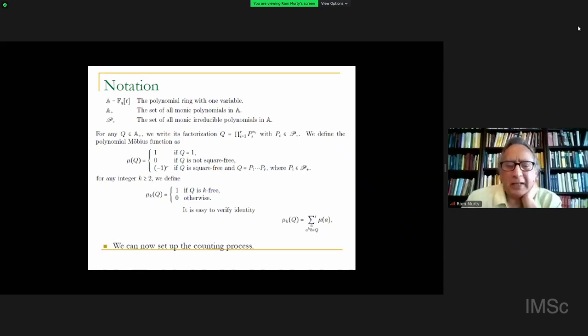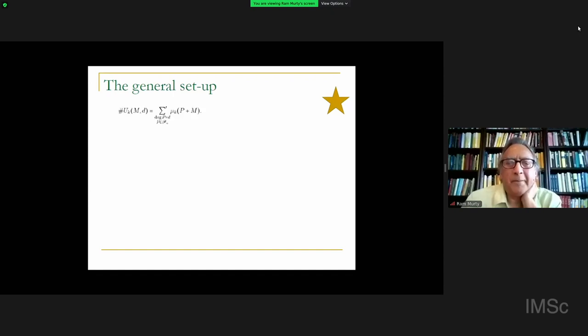So we can now set up the counting process. The general setup is that you want to count the number of irreducible polynomials P in P plus such that P plus M is k-free. So this is what you would want to count. Then you rewrite your mu k in terms of the Mobius function I defined on the previous slide, and then you split this sum. Keep in mind that the degree of P is growing. M is fixed. P is growing.